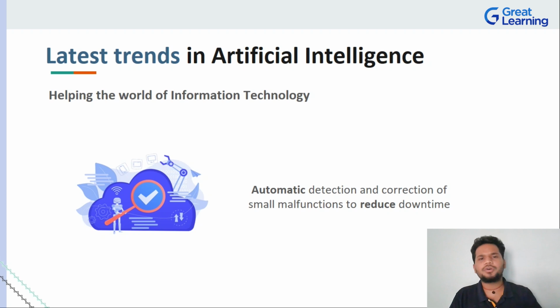So after this, I am sure you're very curious about understanding how the world of information technology is being benefited by AI, right? Well, the new trends are being set in a way where we have automatic detection and in fact, even correction of certain malfunctions or things which can go wrong in the processing of servers and the handling of these servers, moving of data, backing it up, and a lot of other things as well.